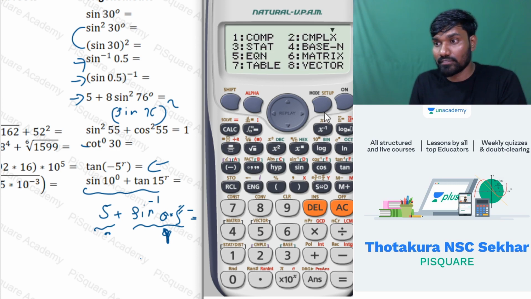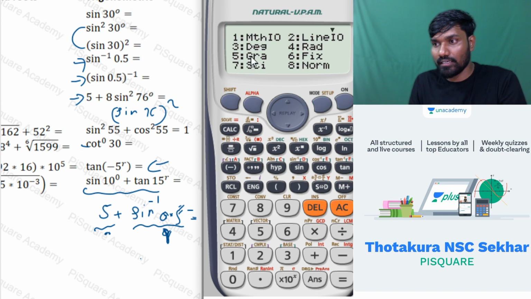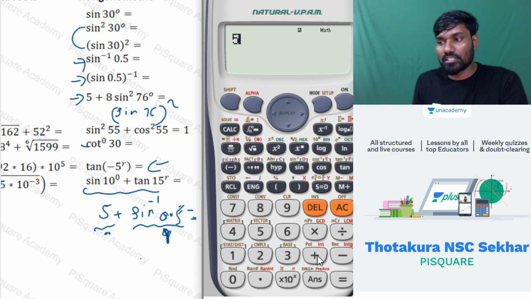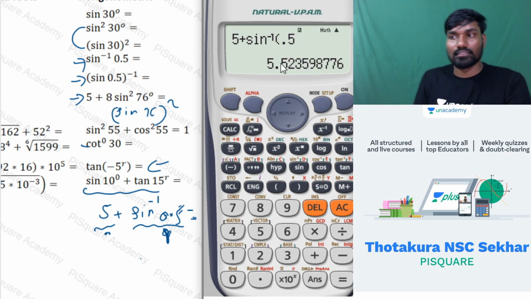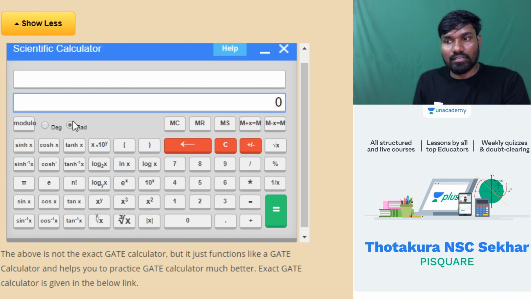Where is that? Degrees, radian, 4. Now you should perform this: 5 plus sine inverse 0.5. This is the result. So you should make sure the calculator is in radian mode. Now in this one also it's the same. Make sure it is in radian mode. Clear everything.